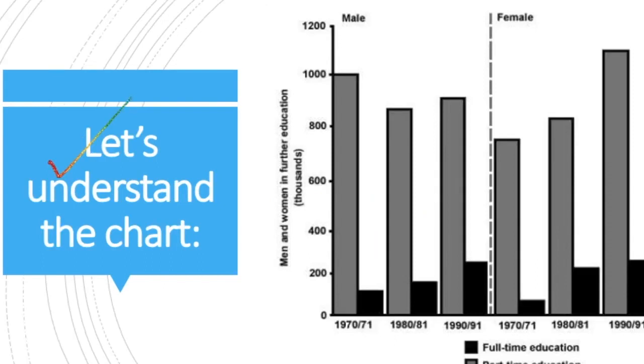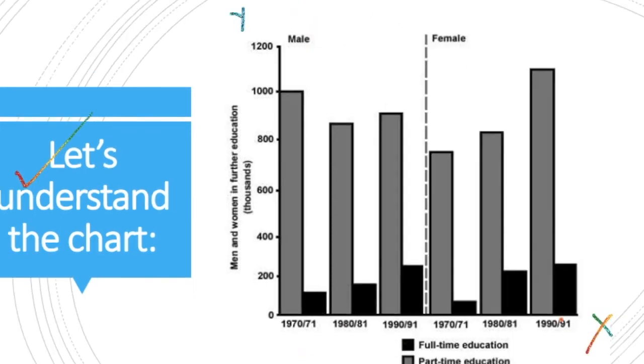When you're given a question like this, you first of all take a look at what is given on the x-axis and what is given on the y-axis. This is the x-axis, the horizontal one, and the y-axis is the vertical one. On the horizontal axis, you are given years 1970-71, 1980-81, 1990-91. This chart is divided into two charts basically, one for the male data and the other for female data. On the y-axis, it is men and women in further education in thousands. So this is not 200, it is 200,000s, 400,000s.